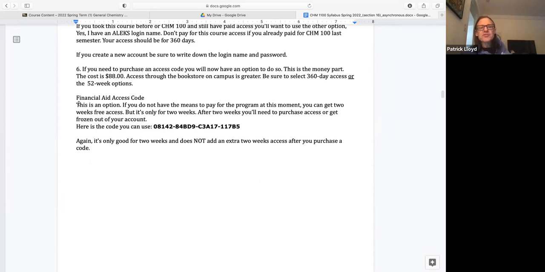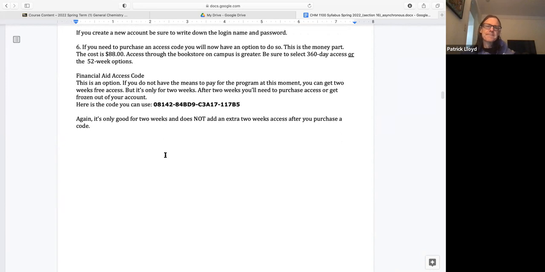Now, I do want to mention the financial access code. If it's going to take you a little while to get some money to pay the $88, then you have 2-week access for free. You just put in this code right here. This 20-digit code is called a financial aid access code. It's not really financial aid. All it does is it allows you to cut off the last 2 weeks of your 52 weeks of access and pay 2 weeks into it. So you'll be able to use it for 2 weeks before they make you pay.